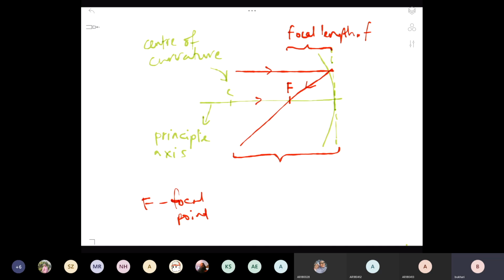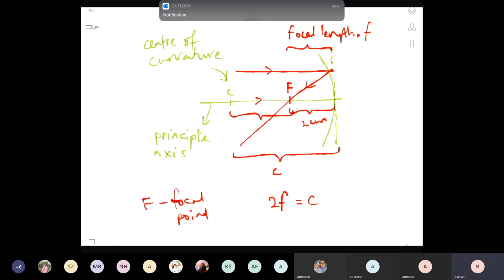And the distance between the center of curvature and the lens, the length here, is twice as much as the focal length. Let's say this is a length of C, so 2F is equal to C. Let's say the distance from F to the lens is 2 centimeter. The length from C to F is also 2 centimeter.